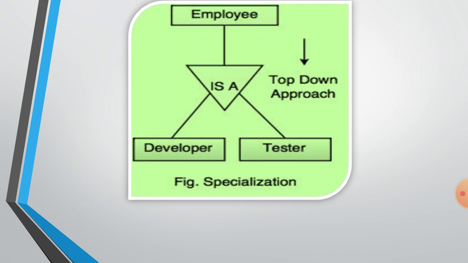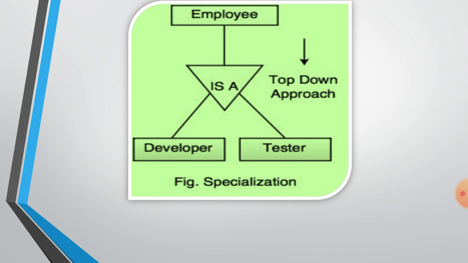See the example of specialization. I'm considering the employee entity. Suppose you consider an organization, a software company, with a number of employees in that company, but all those employees' work is not similar. Based on their role, the employees' work is different. Suppose some employees are developers and some others are testers. So based on their employee role, there are different types of employees working in an organization.